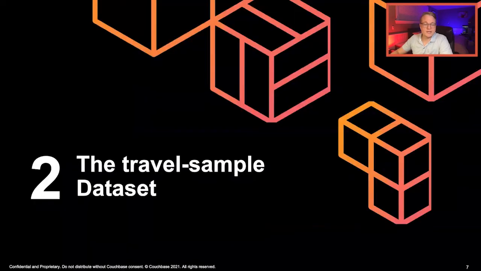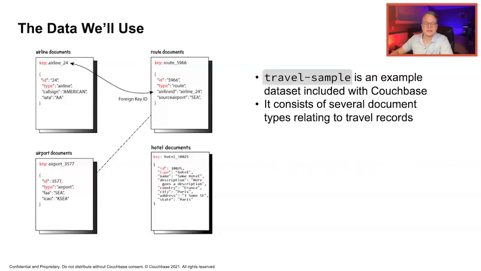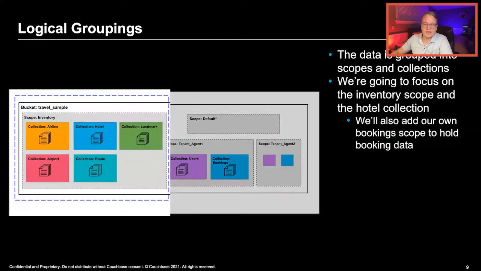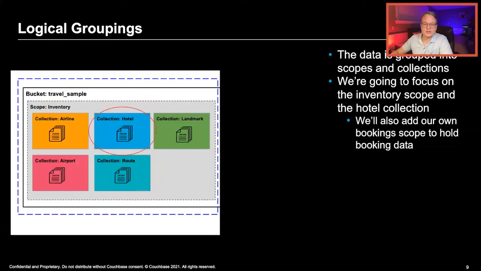Now let's go over some of the sample data that we'll use today. Travel sample is an included data set that consists of several document types with various fields. With the release of Couchbase 7, the data can be broken into logical groupings, which we call scopes and collections. Today, we'll focus on the inventory scope, and within that, the hotel collection. And we'll also need to add our own scope to hold the booking data that we create.